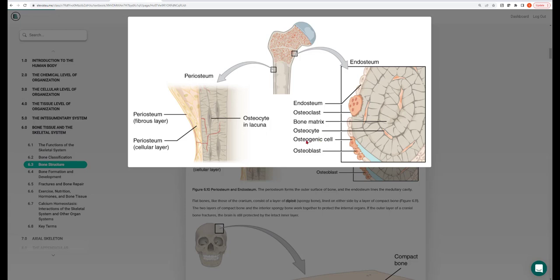Osteogenic cells first make osteoblasts. You know from the vocab that blast means to germinate. You've already learned about fibroblasts, right? These are cells that make fibers in connective tissue. Now we have osteoblasts. They are building. So I remember blast means to build. So the osteoblast cells are building new bone.